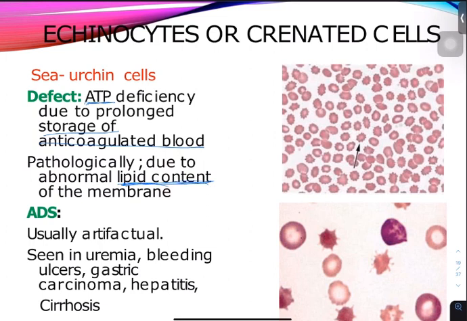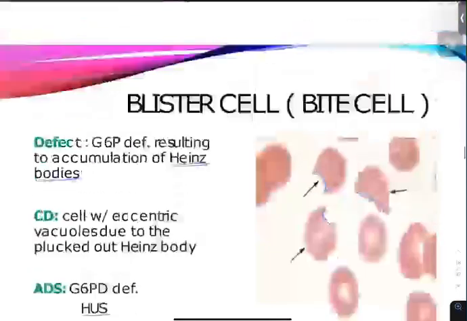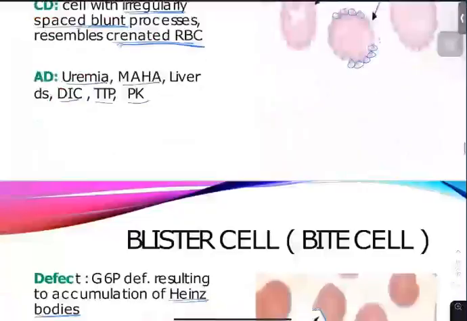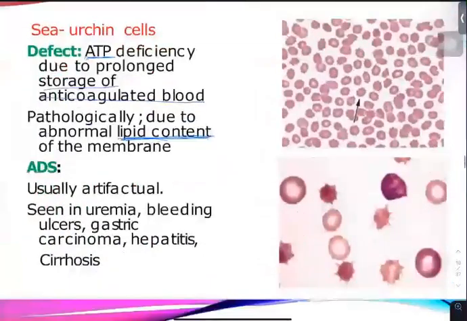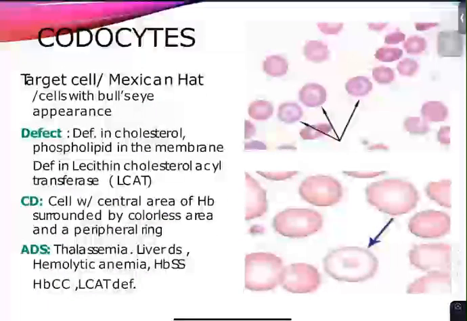Same with your burr cells, lipid content. Associated diseases are usually artifactual or due to the prolonged standing, uremia also, bleeding ulcers, gastric carcinoma, hepatitis, and cirrhosis, liver cirrhosis. Next is your podocytes.